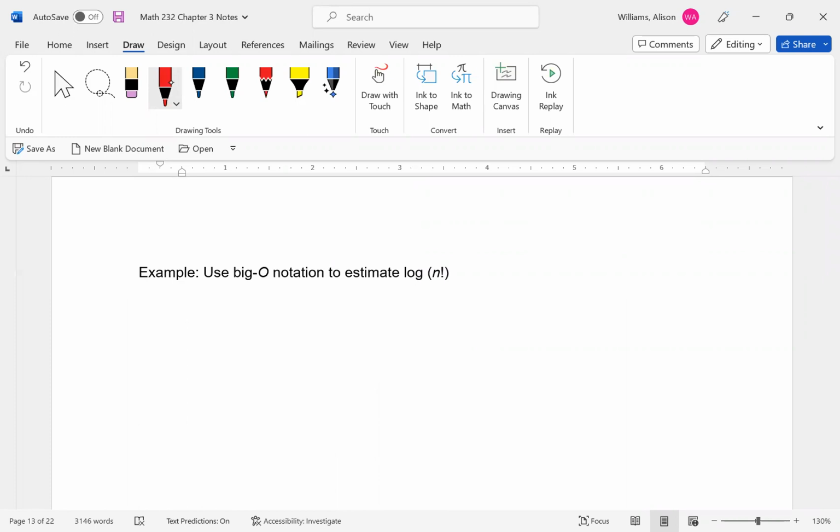So we want to estimate log of n factorial. Well, we just showed that n factorial is less than or equal to n to the n. We just showed that. So if we take the log of both sides, that must be true, right? But the log property says that I can put the n in the front when I have an exponent. So there we go.